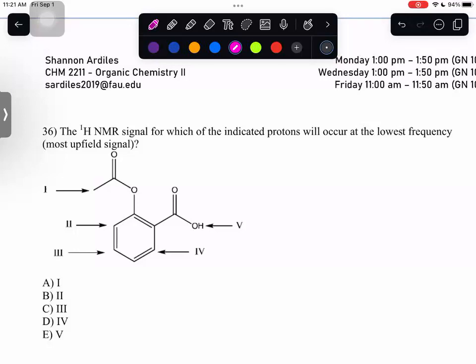The number one. All the benzene hydrogens are going to be equivalent. So I think.